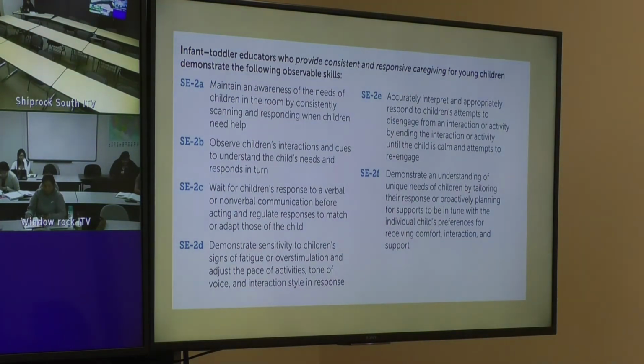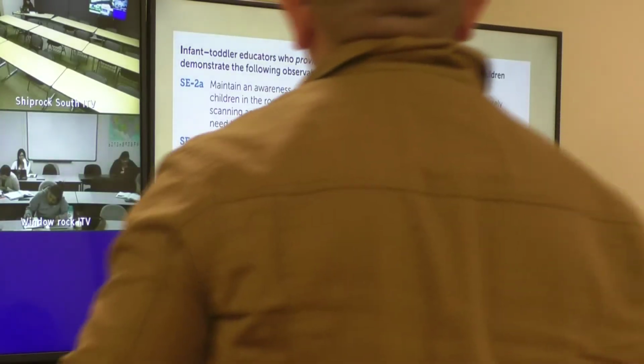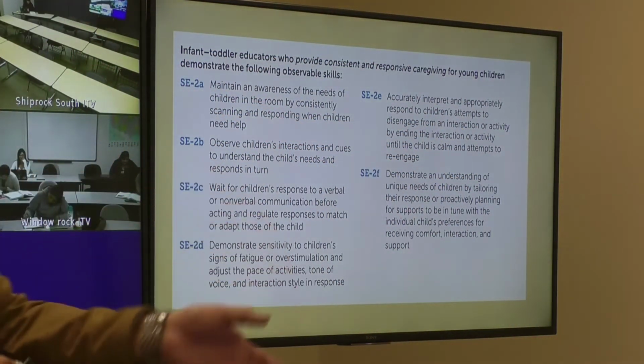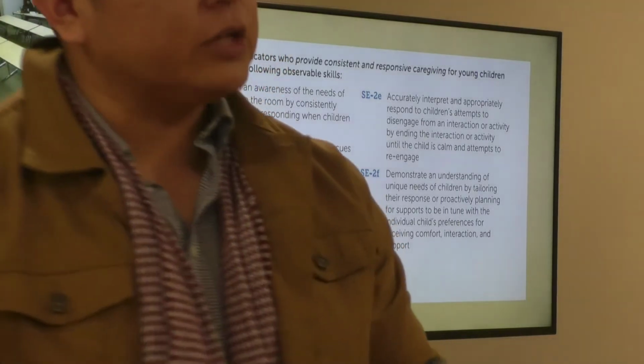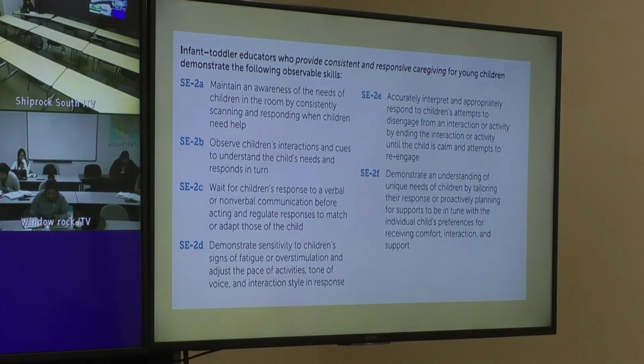Again, that happens. It overstimulates the brain, the eyes. Accurately interpret and appropriately respond to children's attempts to disengage from an interaction. That's one of the big things I'm always trying to teach a lot of parents. A lot of times we used to teach what? Stranger, what? Danger. But now we realize there's more to it, and that's the reason why we talk about the uncle.